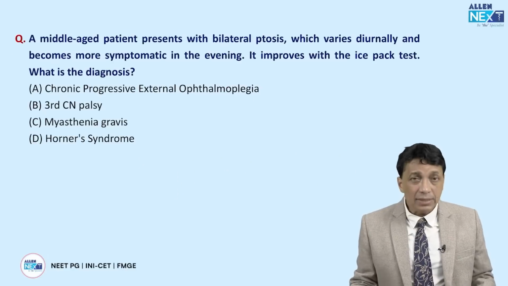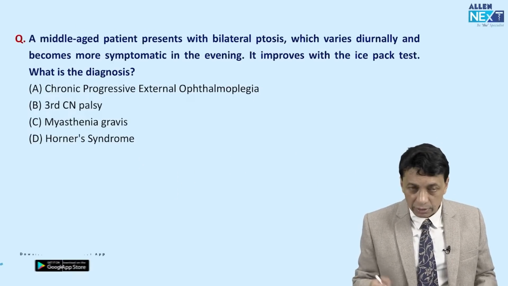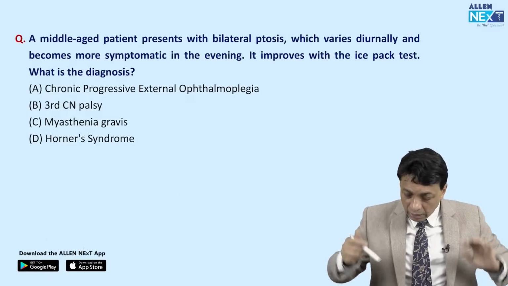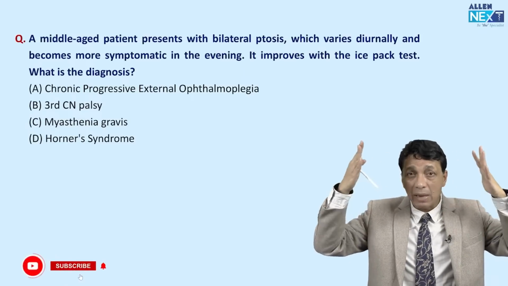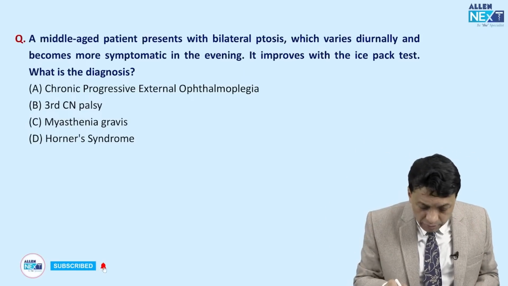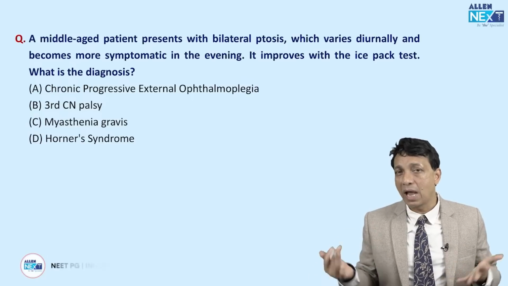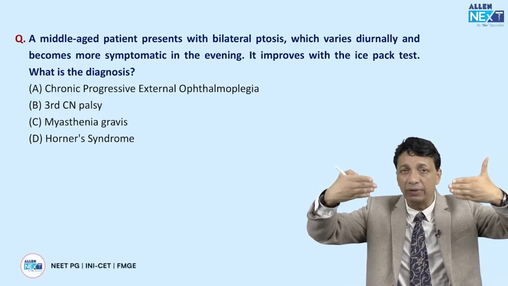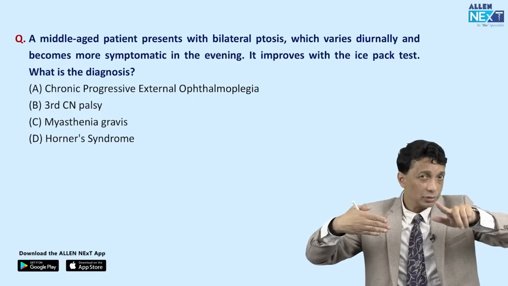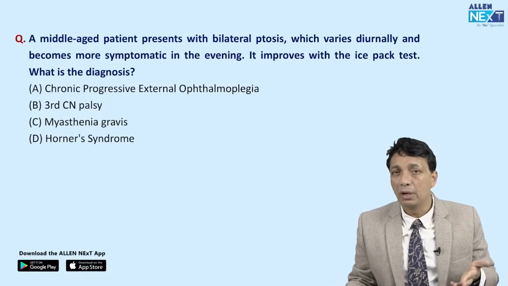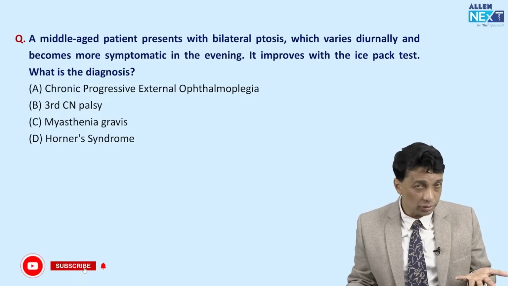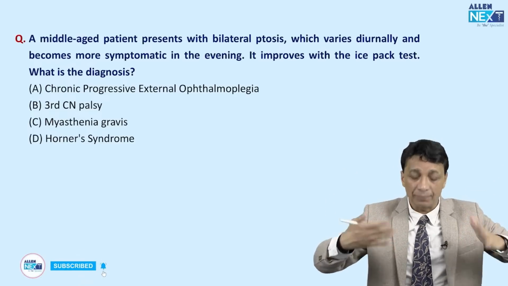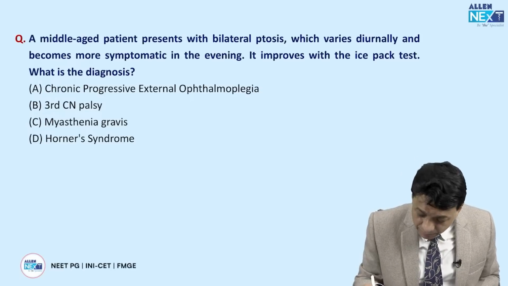A middle-aged patient presents with bilateral ptosis, lids are down, which varies diurnally, which means that the ptosis increases or decreases according to the time of the day and becomes more symptomatic in the evening, dear me. So you've got the answer, as the ptosis basically worsens in the evening, is it not? And what does that tell you? It's called lid fatigability, or fatigable ptosis, or fluctuating ptosis, which increases in the evening and improves with the ice pack test.